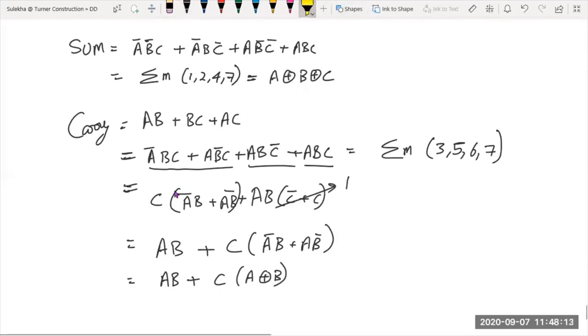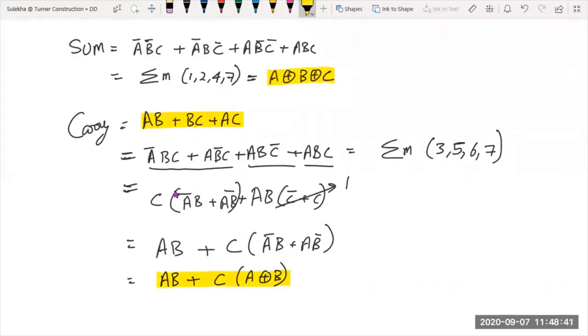So what I need to remember is, whenever you are finding the expression for a full adder, the expression for sum will be A XOR B XOR C, and your carry you can write in this way AB plus BC plus AC, or you can write in this way also AB plus C A XOR B. Okay. So these things you need to remember.